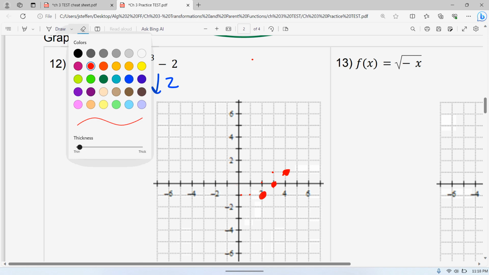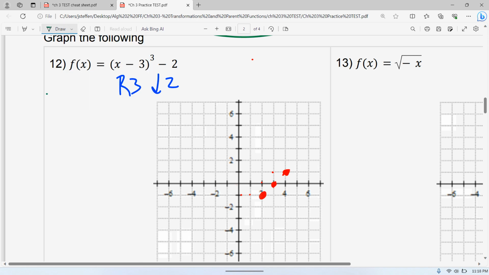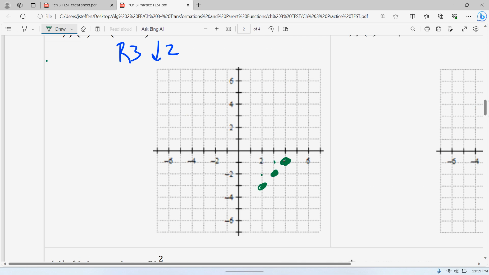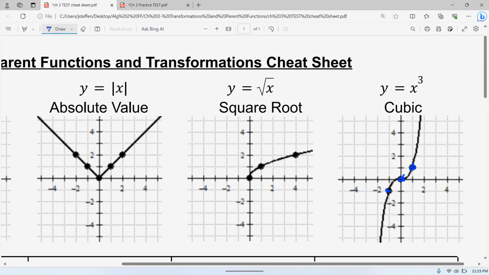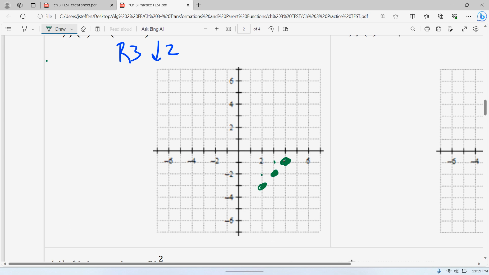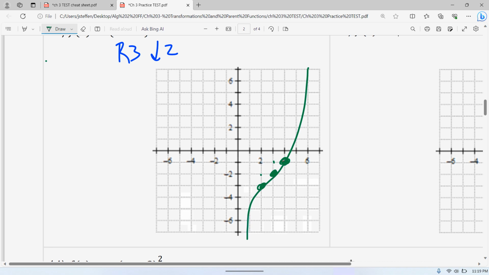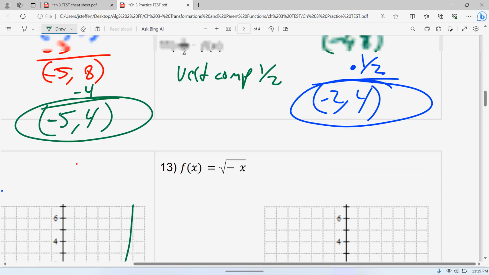And this was reflected across the y-axis. So this point right here is 4 steps away from that y-axis. So we need 1, 2, 3, 4 steps on the other side. This one right here is 1 step away, so we need 1 step on the other side. And this one's right on, so it doesn't change at all. So that one goes to the left. That's all there is to that one.